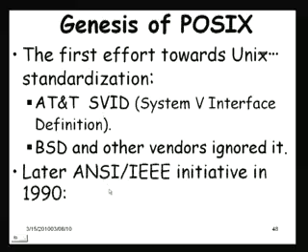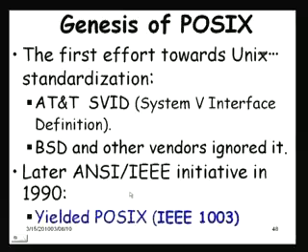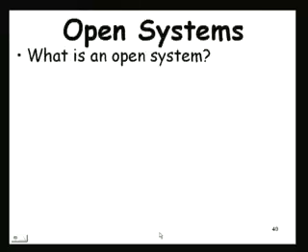Later, under the ANSI and IEEE initiative in 1990, the POSIX movement came. POSIX has become an IEEE standard, IEEE 1003. But before we understand POSIX, let us see what is an open system.